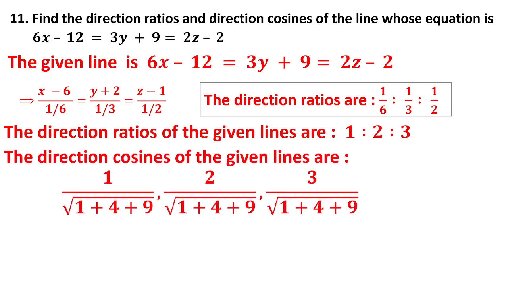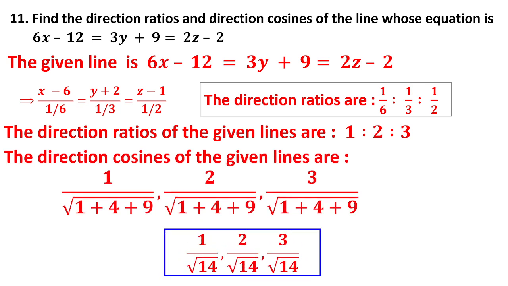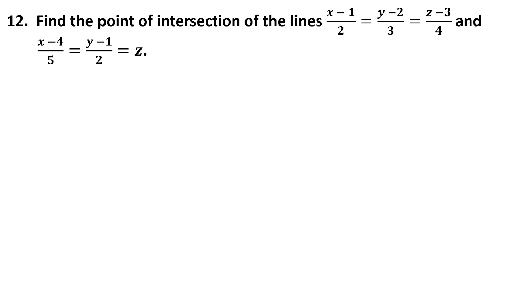Now we can find the direction cosines by making use of the formula. Therefore, it is 1 by root 14, 2 by root 14 and 3 by root 14. Let us go to question number 12.